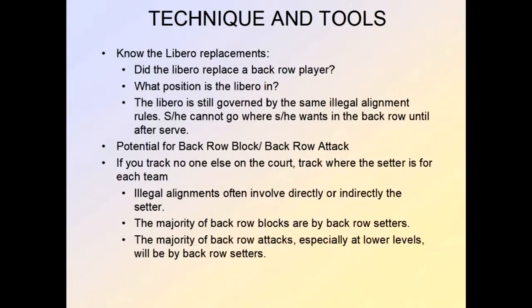Again, if you identify who's the adjacent players, you could catch a potential back row block or a back row attack. And if you track no one else on the court, a good technique to remember is track where the setter is for each team's. Most often, illegal alignments are involving directly or indirectly the setter. And the majority of back row blocks are by back row setters, and the majority of back row attacks, especially at the lower levels, will be by back row setters as well.